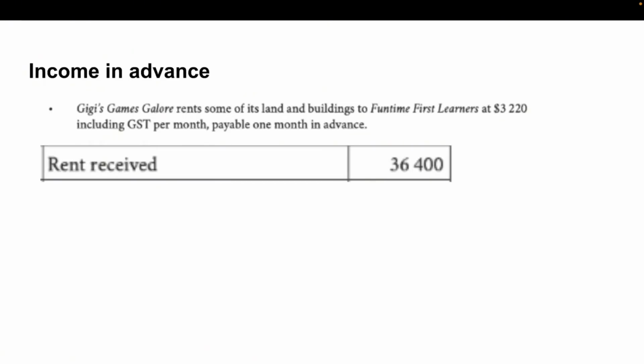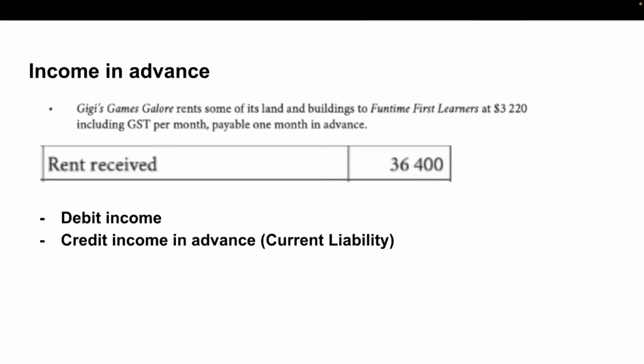So what we're looking to do here is we want to debit our income, right? So we want to decrease our income because income is a credit. So by debiting it, we decrease it because this income isn't actually part of our year, right? And then we're going to credit income in advance, which is going to be a new account that we're going to make. And that account is going to be, yeah, a current liability.